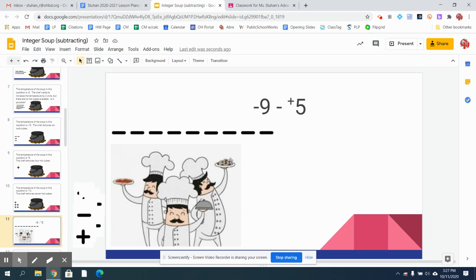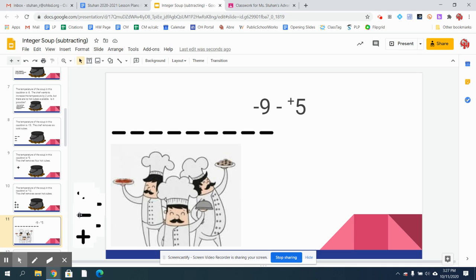Now, what happens if the temperature of our soup is -9, which I've shown here with our negatives? We've got 9 negatives, and we want to take out 5 positives. Well, Ms. Suhan, there aren't any positives to take out. We can't take them out because there's nothing there.